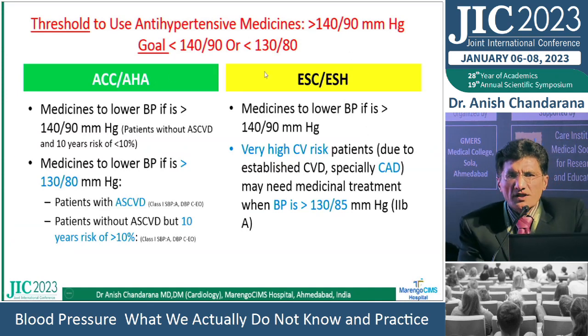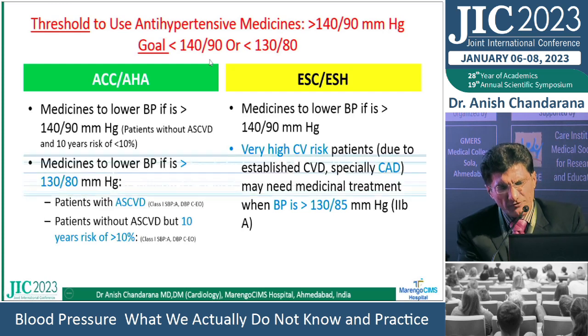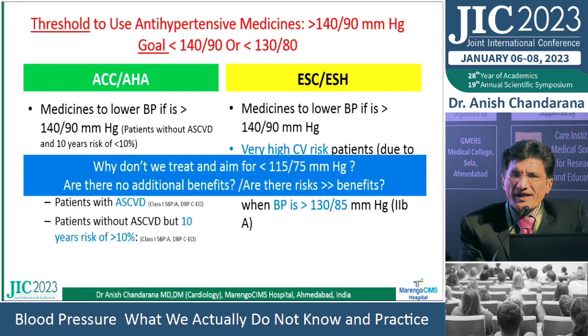Again, what about the goals? Once your blood pressure is more than 140/90, you waste a lot of time in lifestyle and other aspects, and then if it is not controlled, you may start treating, and again your goal is to go to less than 140/90. You never talk about going to 110 by 70. Why? Are there no extra benefits?